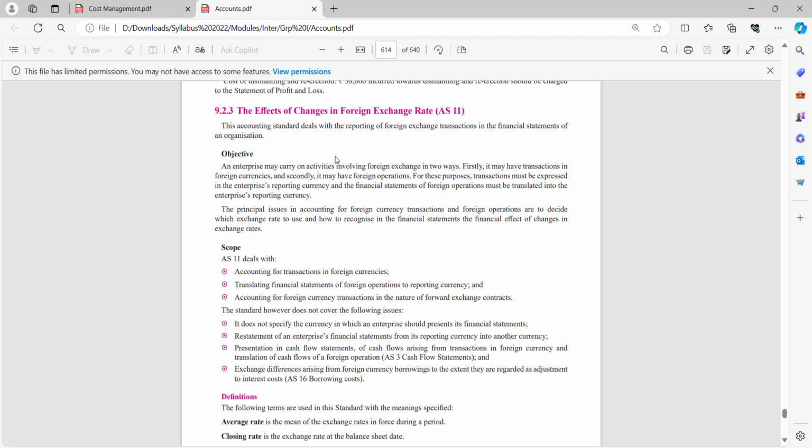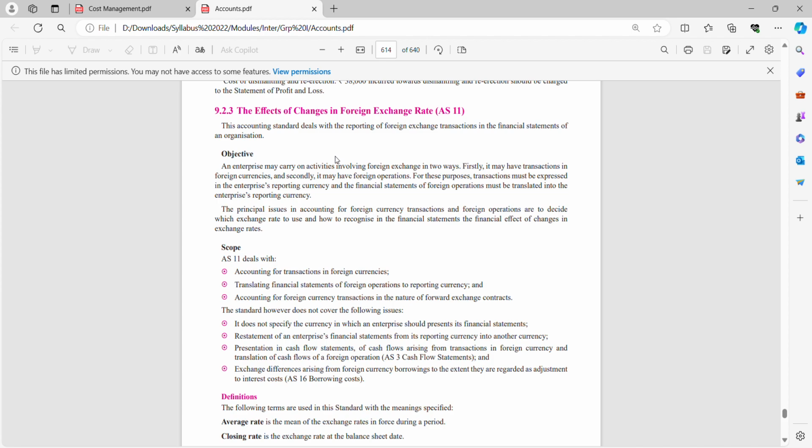The standard, however, does not cover the following issues. So what are the issues? It does not specify the currency in which an enterprise should present its financial statements.